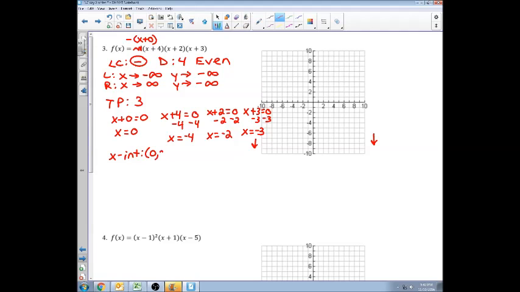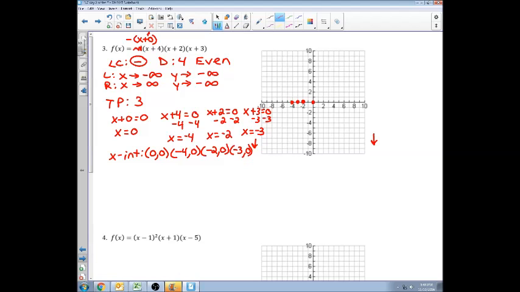The first one would be 0, 0. Then negative 4, 0. Negative 2, 0. And negative 3, 0. A lot of things over here on the left-hand side. So I go negative 4, 0, negative 3, 0, negative 2, 0, and 0, 0. All right. Now you might be able to figure out already just by looking at the graph what my y-intercept would be, but let's go through the same process just to be sure we know what we're talking about.